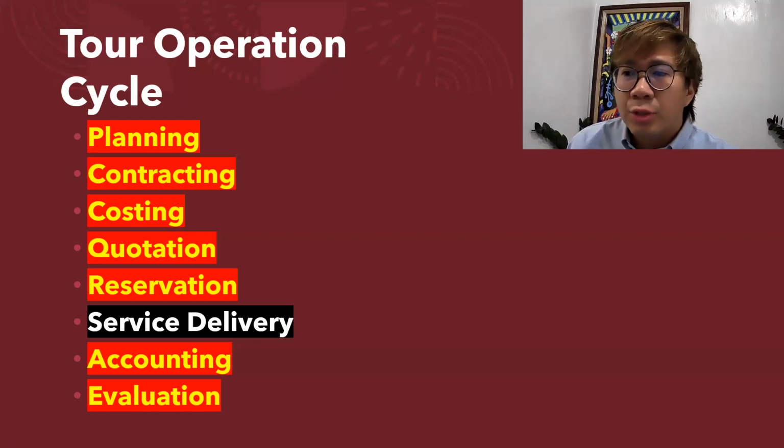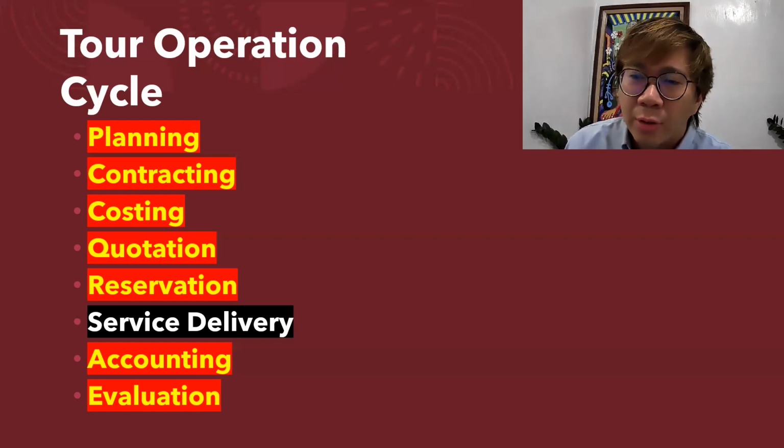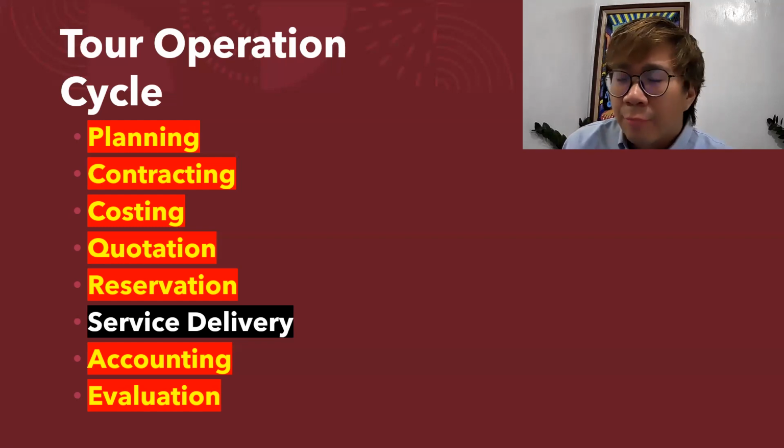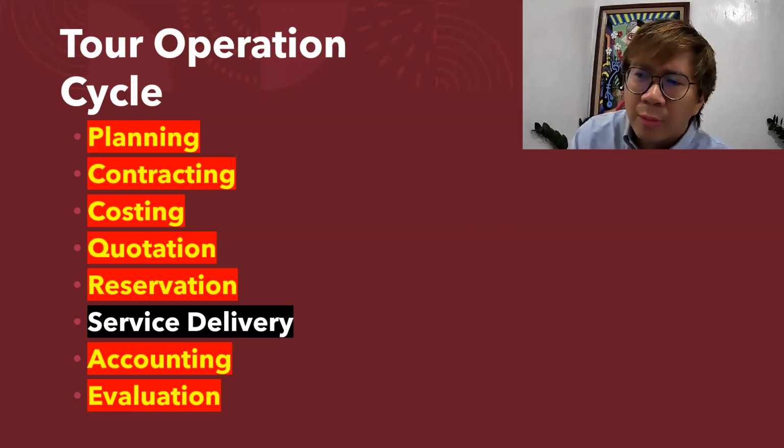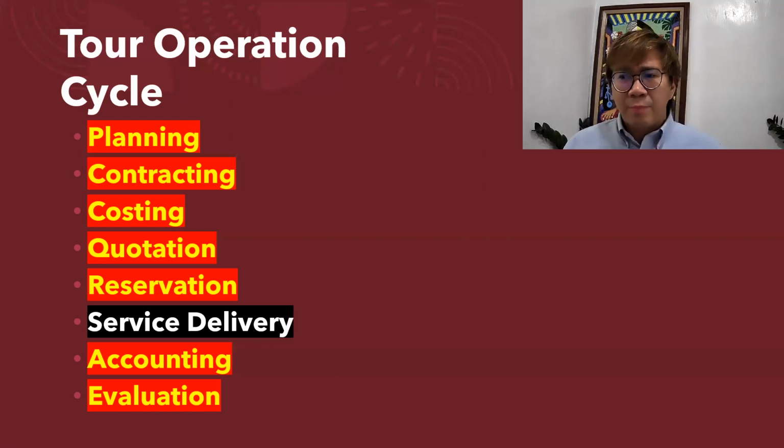Next is contracting. Contracting is basically the negotiation undertaken by the tour operators with different travel suppliers, or it may be the negotiation of an outbound tour operator with an inbound tour operator or vice versa. These are forms of contracting. Next is costing. Costing is really important. Of course, costing does not entail algebra or trigonometry. It's basically a basic arithmetic function. If you know how to add, subtract, multiply, and divide, you're good to go.